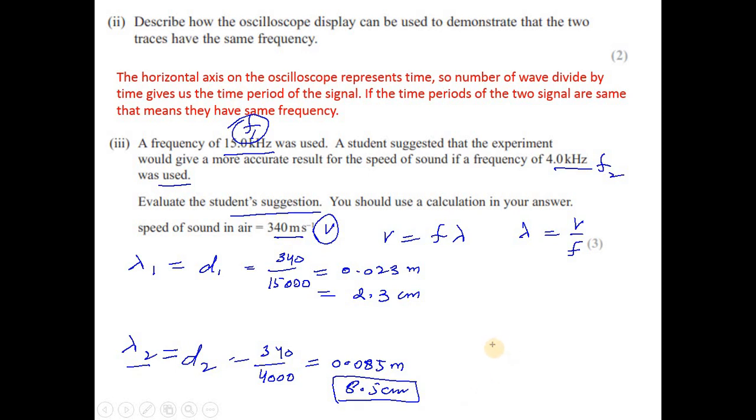Clearly, for d2, or lambda 2, you have a higher value of distance traveled. That means for lambda 2, or d2 at 4,000 hertz, you have a smaller percentage uncertainty. If the percentage uncertainty is less, then definitely you would have a more accurate value. So of course, the student's suggestion is correct. We should use 4,000 hertz.